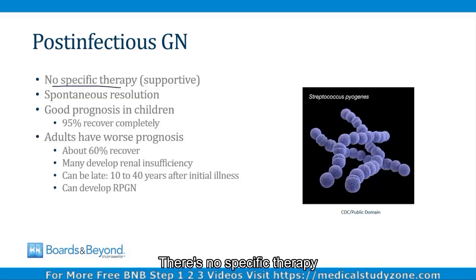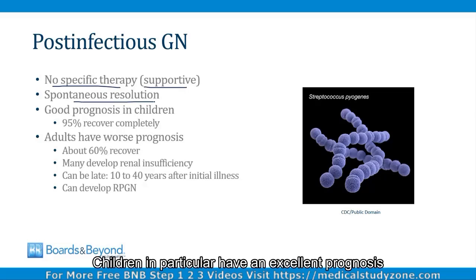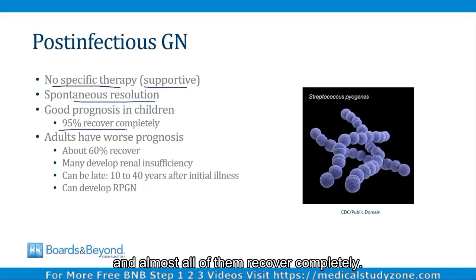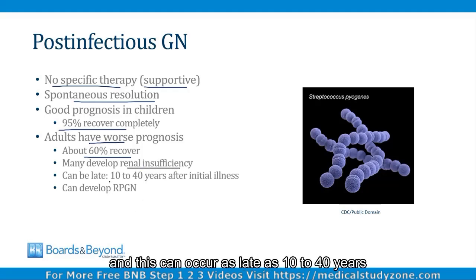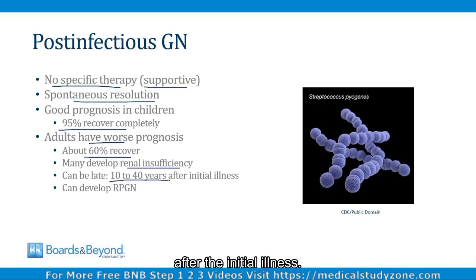There's no specific therapy for post-infectious glomerulonephritis. The care is supportive, and most cases spontaneously resolve. Children in particular have an excellent prognosis, and almost all of them recover completely. The prognosis in adults is not as good, about 60% recover, but many of these patients develop chronic renal insufficiency, and this can occur as late as 10 to 40 years after the initial illness.